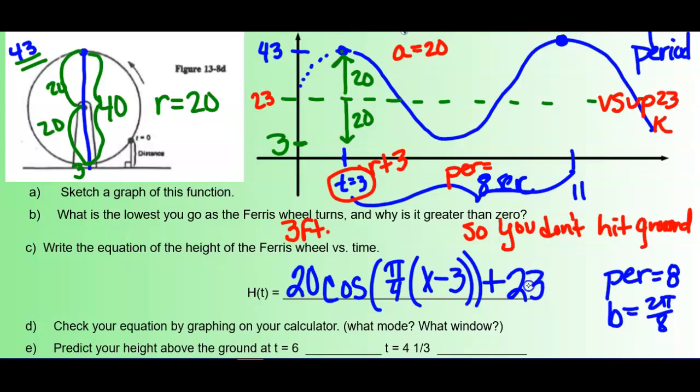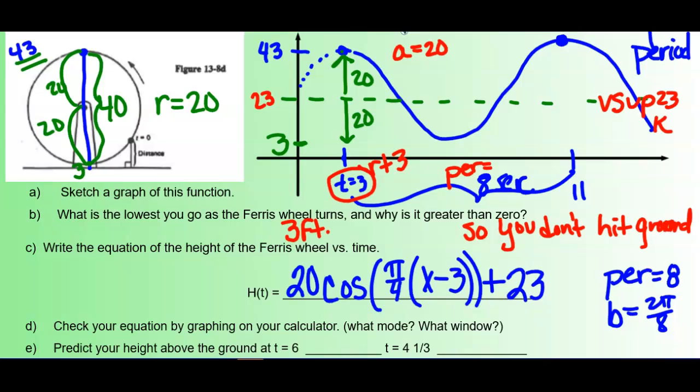I don't know why it's so much trouble, but that's what gets students. First of all, they want everything to start. They want to know where it starts on the x-axis, and you don't. You don't know where this is until 3 seconds in. But the second thing is they tend to get the amplitude and the phase shift mixed up in the equation. Okay? The vertical shift of 23 through the middle, that goes at the back. How far above and below that, that goes at the front.